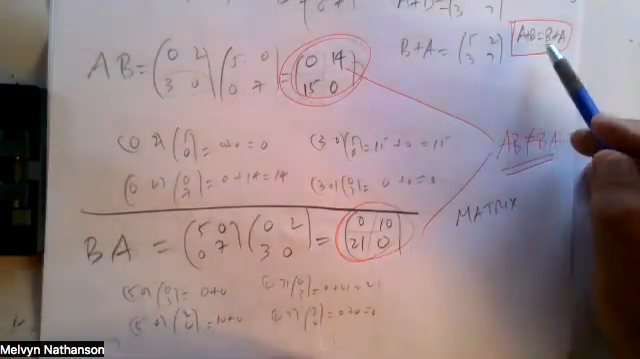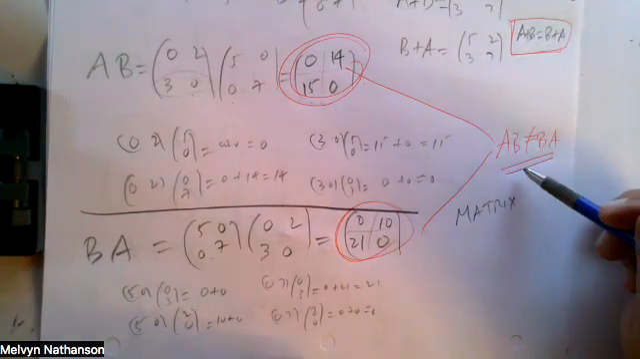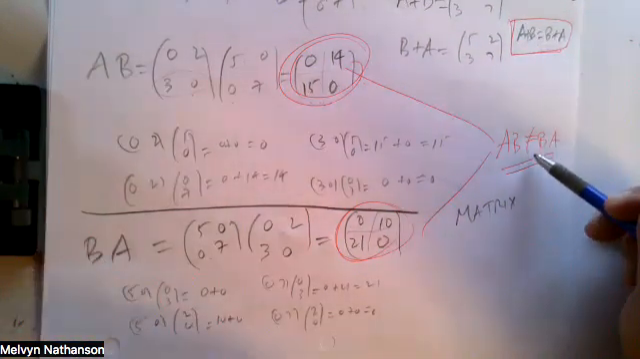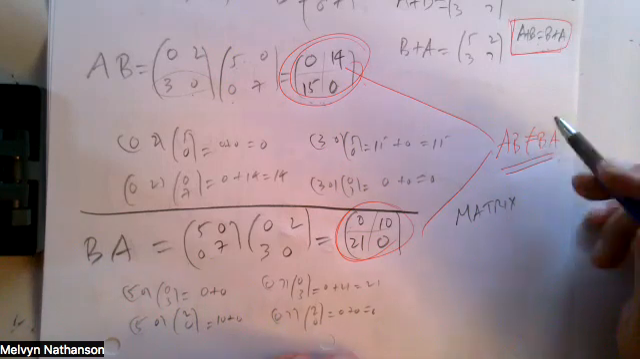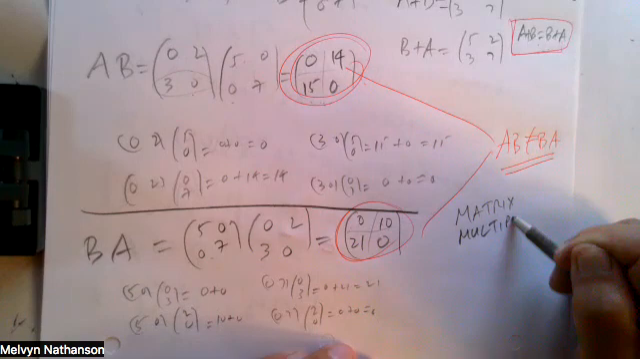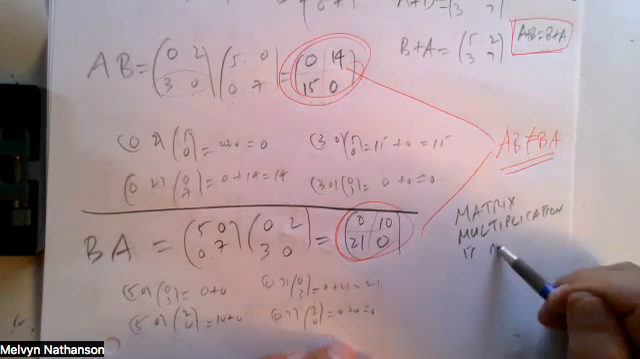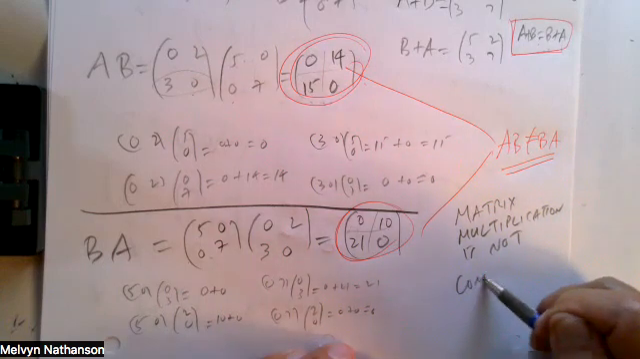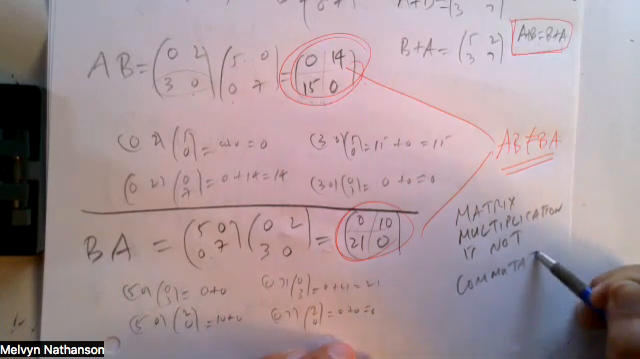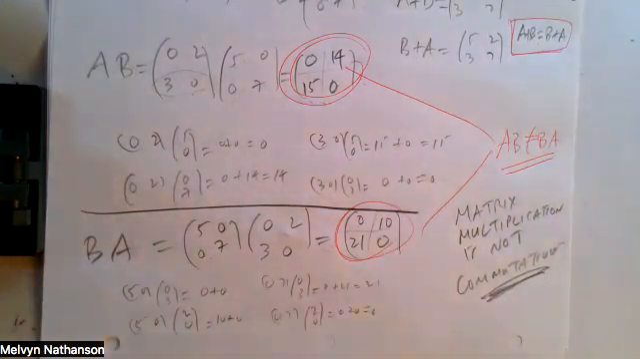When you add them, they're the same. That's what I did up here. But when you multiply them, you get different results. It's possible they would be the same, but this proves that they're not necessarily the same. So matrix multiplication in general is not commutative. So this is a very important fact.